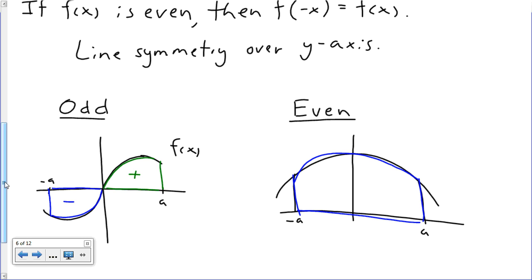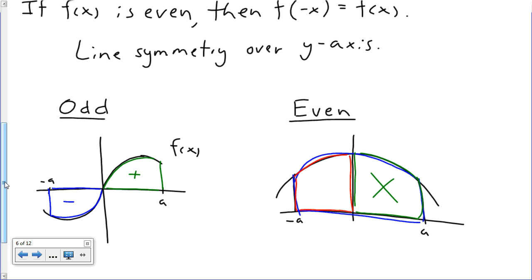Okay. But because there's symmetry, the region over here on the left side is the same as the region over here on the right side. Those are exactly the same because of the fact that it's an even function. So what I could do is just simply find the area of this green section over here and double it, and I'll get the area of the entire thing.